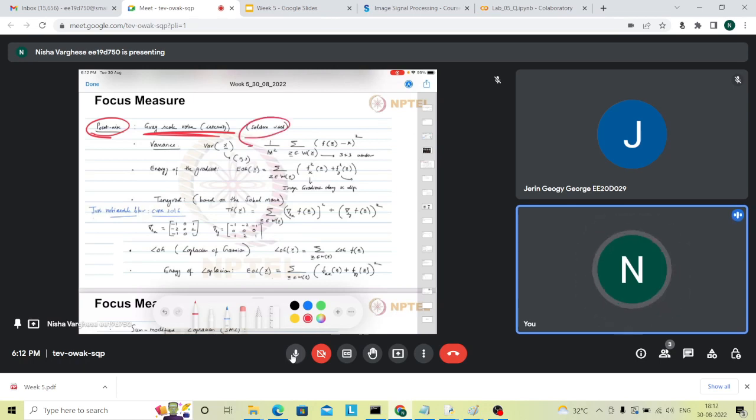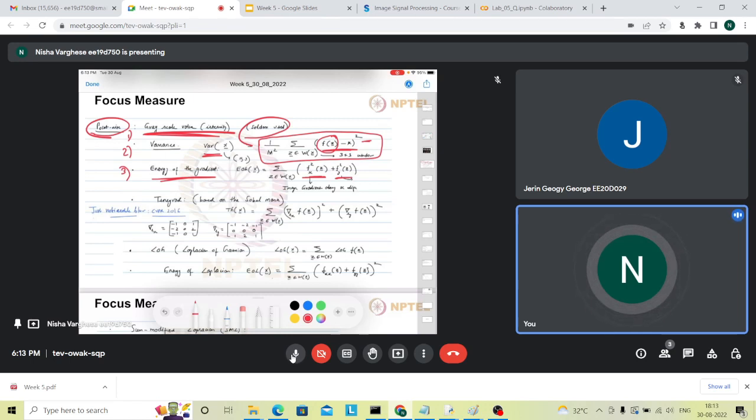Then the next one is variance. Variance can be found by subtracting the mean from the original intensity value and squaring it. This way we can find the variance, and variance will be a measure of focus. Then the third one is energy of gradient. Here we are using first-order derivatives, like fx of z, which is dou f by dou x in discrete form. fy is dou f by dou y in discrete form. So we'll find the first derivative, and for finding the first derivative we'll use some kernels.